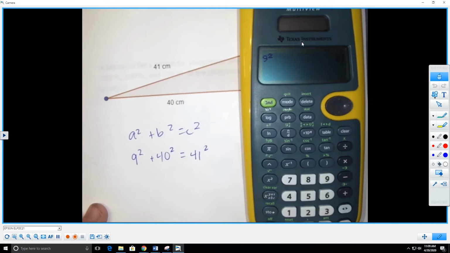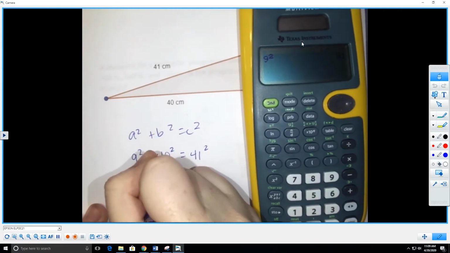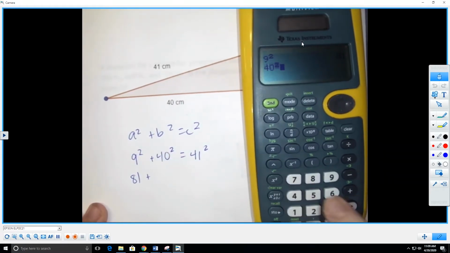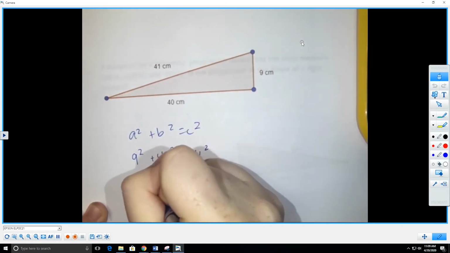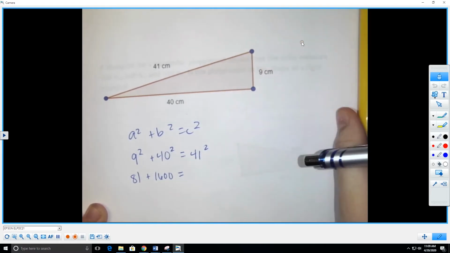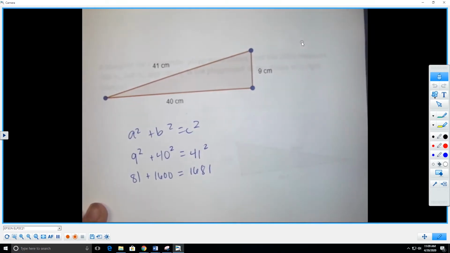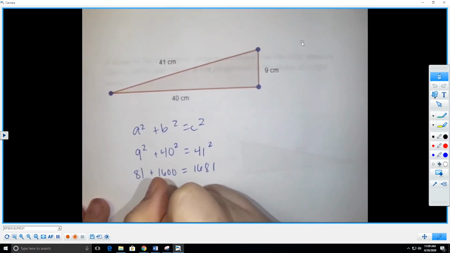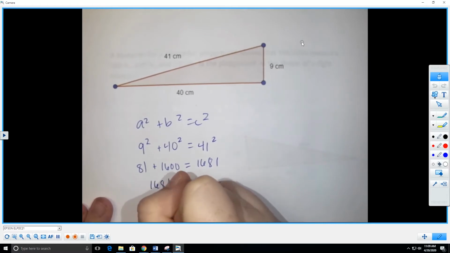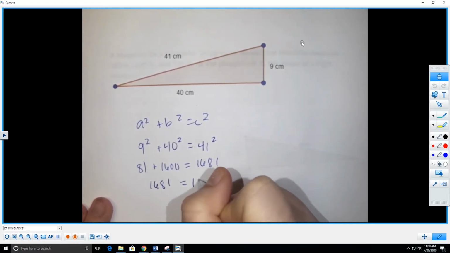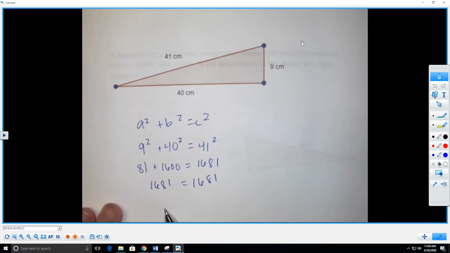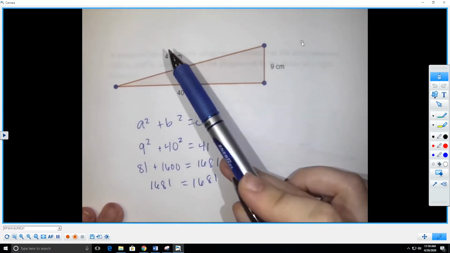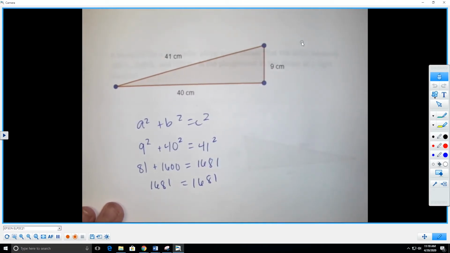9 squared, which is equal to 81, plus 40 squared, which is equal to 1600. And then we have 41 squared, which is 1681. So 81 plus 1600 is 1,681. 1,681 is equal to 1,681. So we can see that this statement is true. Therefore, a triangle with side lengths 9, 40, and 41 is a right triangle.